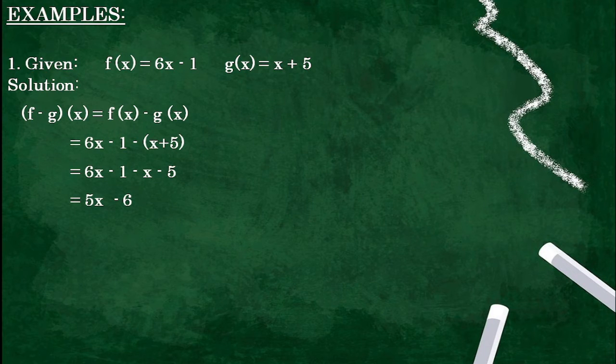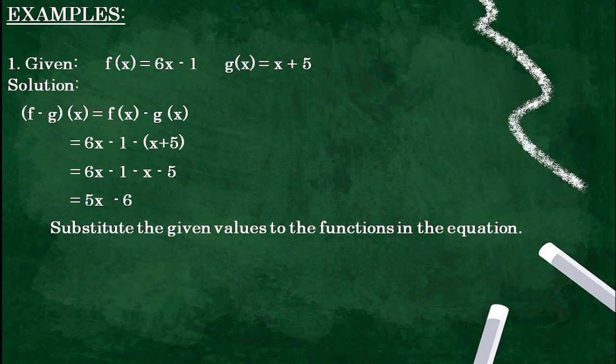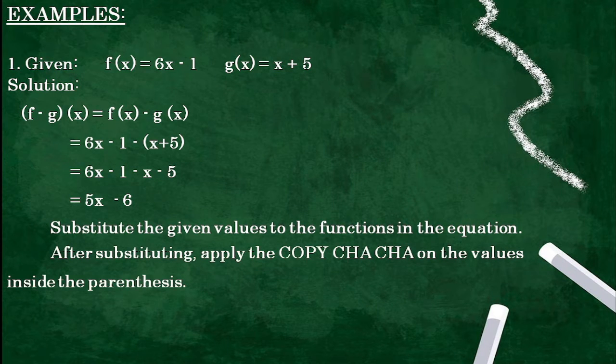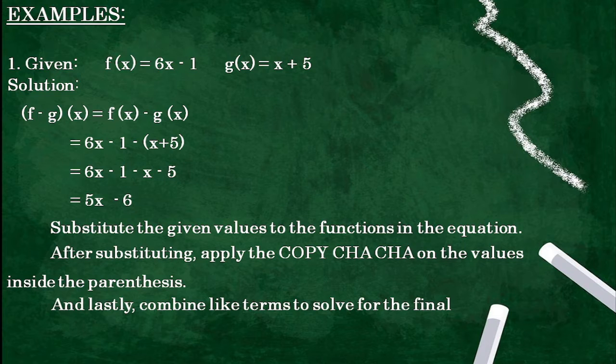Given number 1, f(x) = 6x - 1 and g(x) = x + 5. We substitute the given values to the functions in the equation. After we substitute, we apply the copy cha-cha on the values inside the parentheses. And lastly, we combine like terms to solve for the final answer, which is 5x - 6.